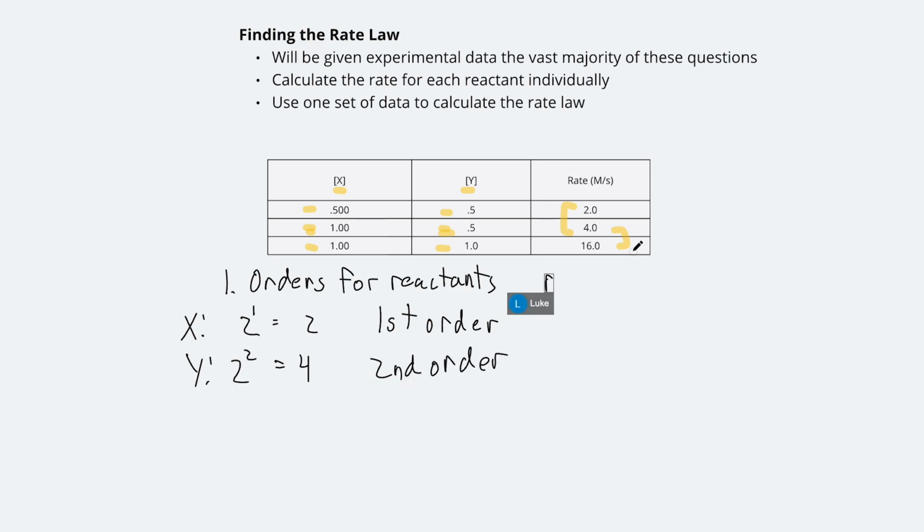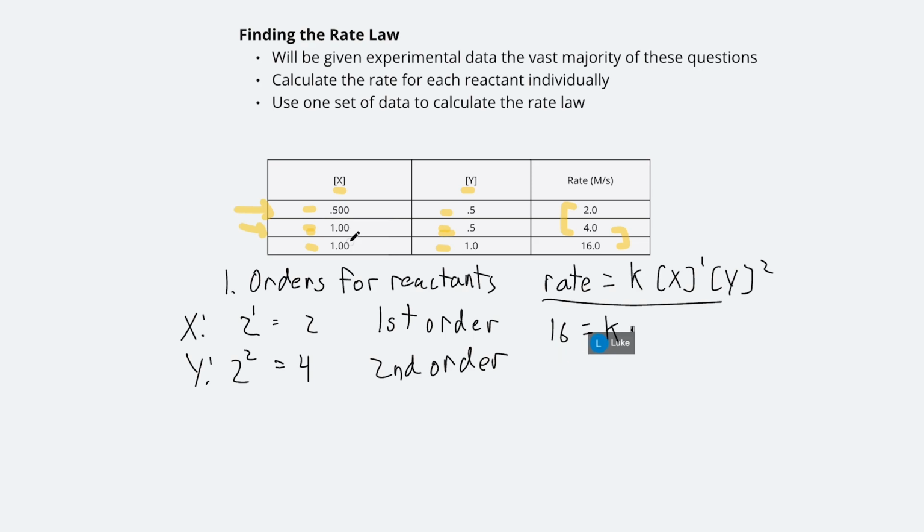So now we know that our rate law equals k times x raised to the first times y raised to the second. The final part would be to figure out what k is. And for k, you can pick any line in your table and just plug those numbers into the rate law that you have written down here. So let's pick the last line because it's got the easiest numbers to work with. So for this one, we have 16 equals k times the concentration of x, which is 1, times the concentration of y, which is also 1. So that leaves us with k equal to 16.